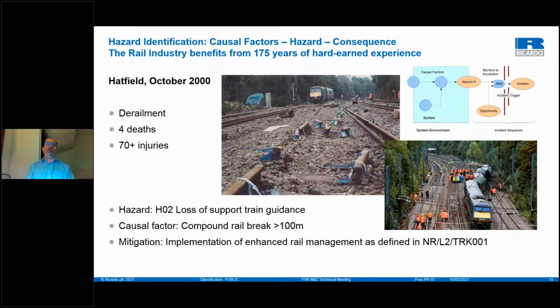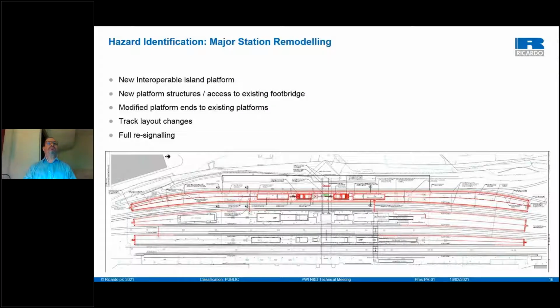So there was a learned industry response to that, which would be implementation of enhanced rail management in Network Rail Standard TRK 001. So TRK 001 then now becomes a code of practice that the industry needs to comply with in order to prevent the potential for that accident from happening again. Okay. Again, interesting example of some hazard identification.